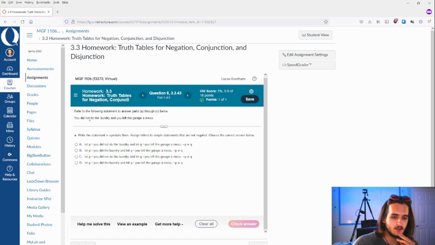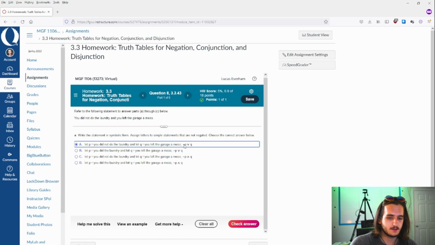Anyway, here, you did not do the laundry, so if we call that statement P, you did the laundry, you have the opposite of it. Then Q, you left it a mess. So let's look at these. So you could do something like this one, number A. You did not for P, but all of these we can tell are written in terms of the negation of P.